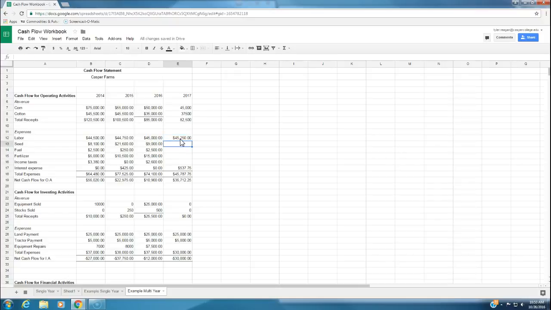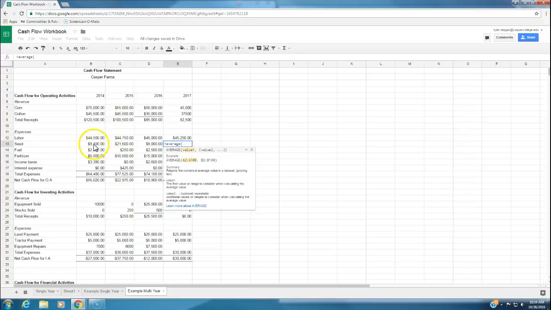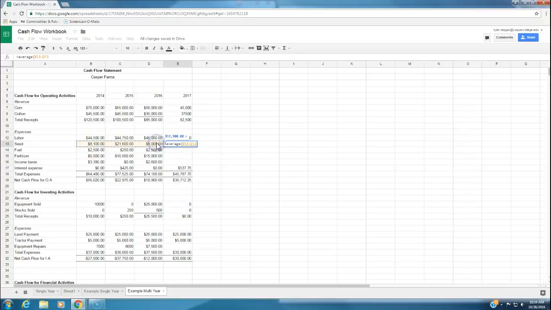The seed bill. Maybe the cost of seeds is fluctuating up and down, but it usually remains fairly constant. So we can actually come in here and say equals average. Maybe the average cost of the seed is the best predictor. So we come in here and we average it out to where we say, okay, now we're predicting the cost of seed to be $2,900.